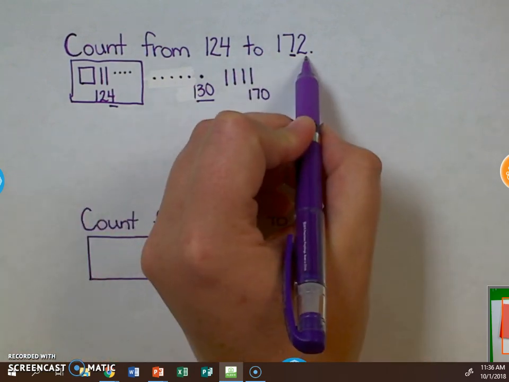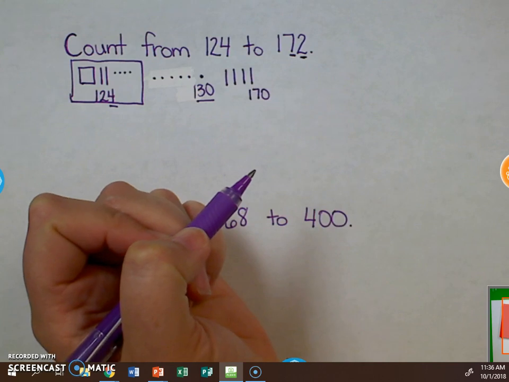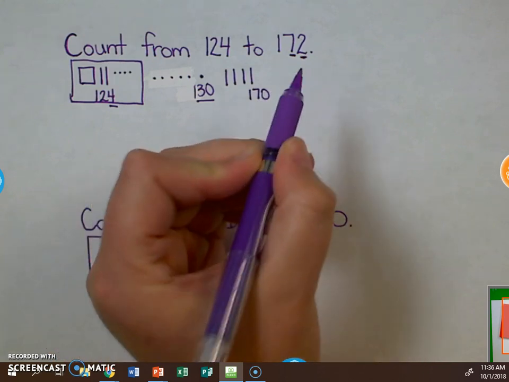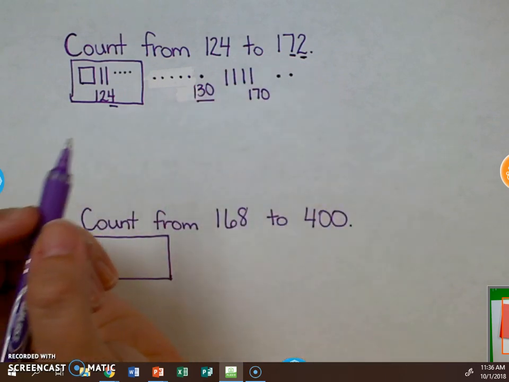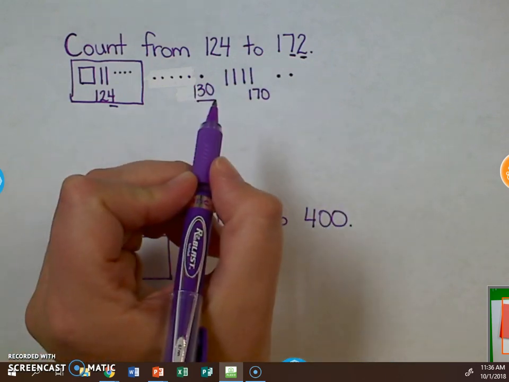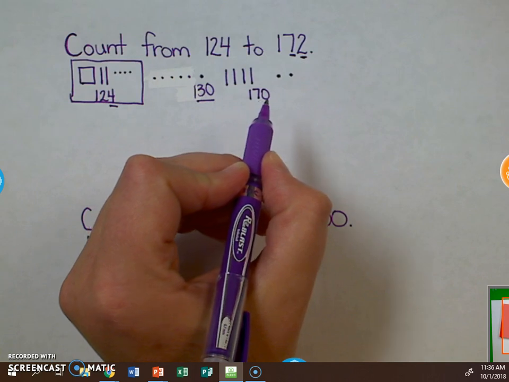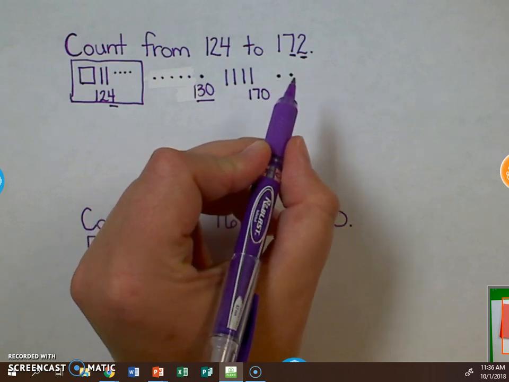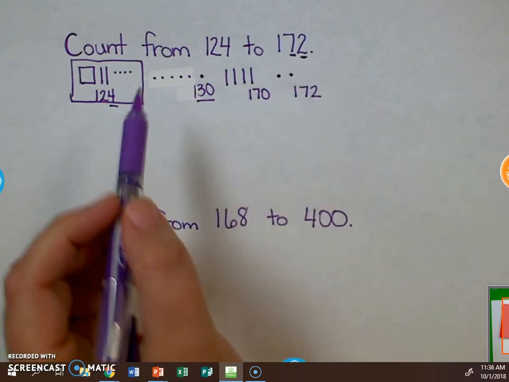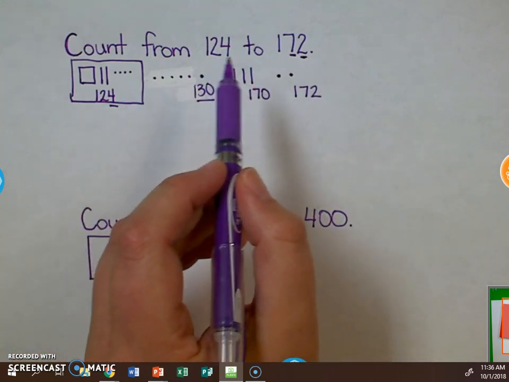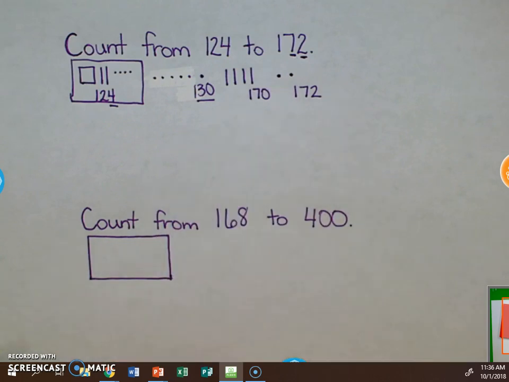We then look at the ones place again. It's a 2. We now know that we need to add 2 ones. 1, 2. So let's double check our math real quick. We have 130, 170, 171, 172. This is what it would look like in picture form to count from 124 to 172.